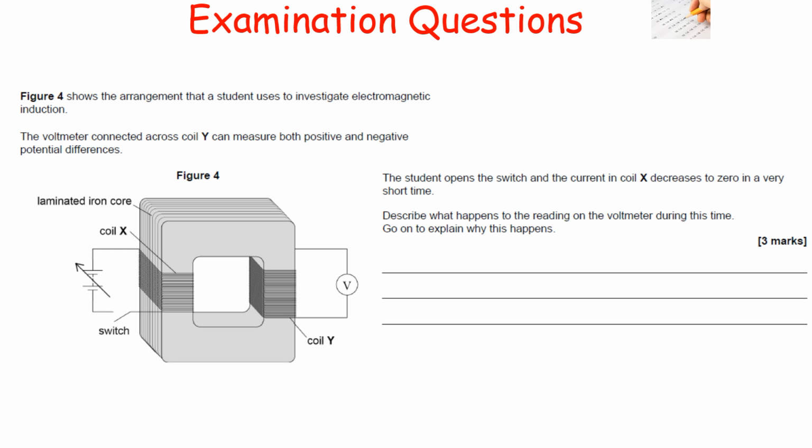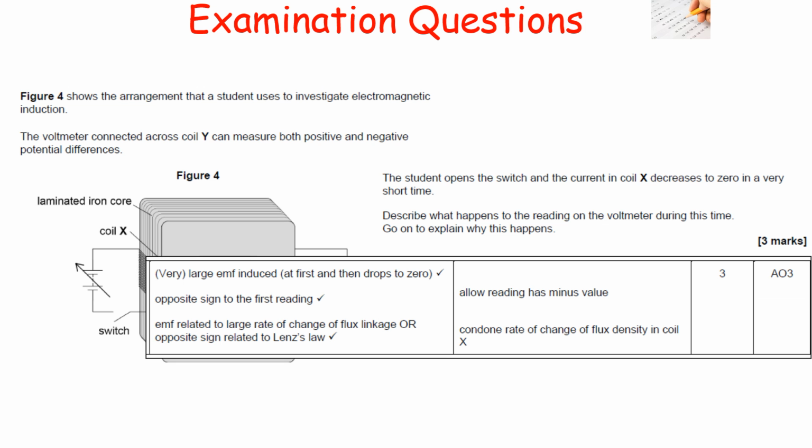Right, so we're producing an EMF. So what's going on here? We're getting a large EMF at first and then it's going to drop to 0. Why is that? Well, because we know EMF produced is related to the rate of change of flux linkage. If you open the switch and reduce the current in coil X to 0, you're going to reduce the magnetic flux linkage, because when a current flows through coil X, it becomes an electromagnet and therefore has a magnetic field. If the current is turned off, it is no longer a magnet, so the magnetic flux linkage will decrease to 0.